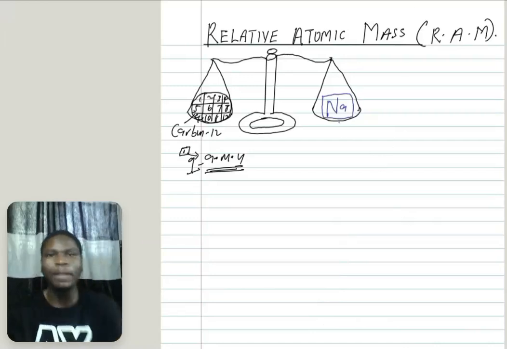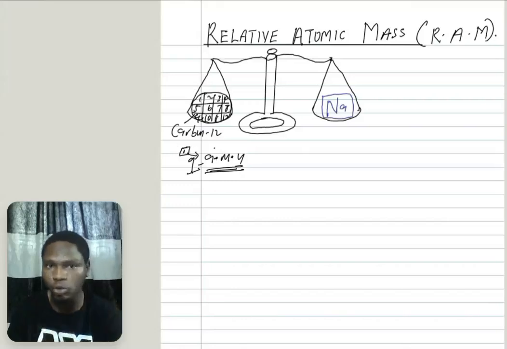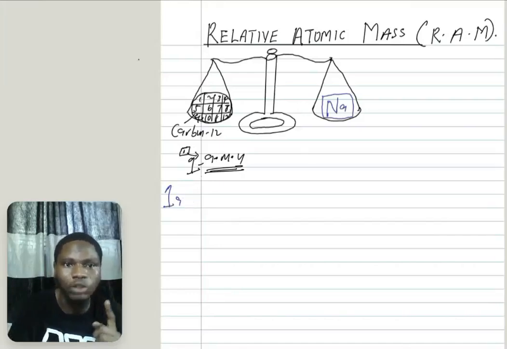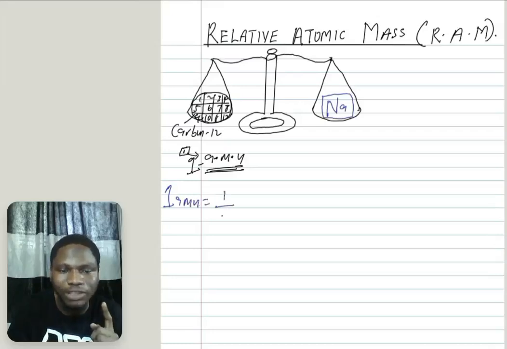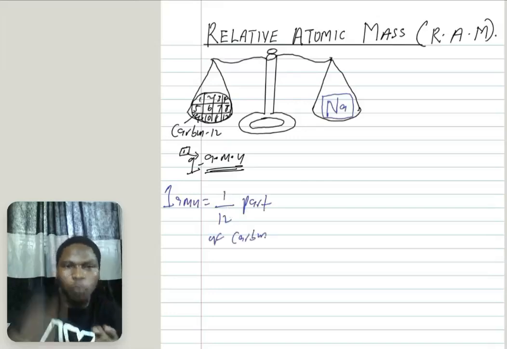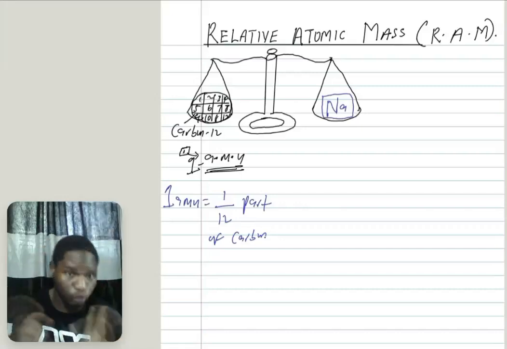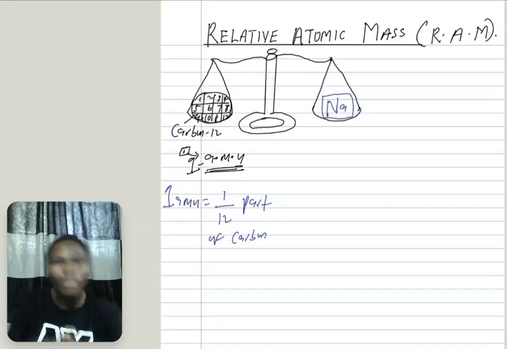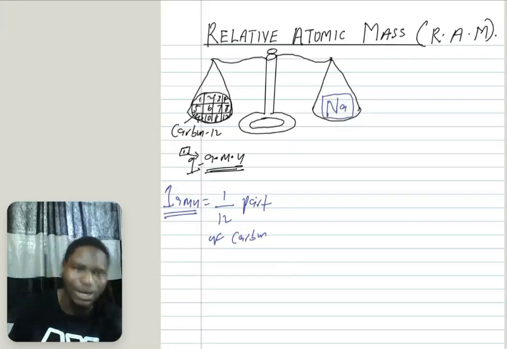Now, let's place sodium on this scale. Don't forget that what I have at the left hand side is carbon 12, and I told us that one atomic mass unit is 1/12 part of carbon 12. That is the mass of one out of the 12 atoms of carbon 12. That is one atomic mass unit. If I divide carbon 12 into 12 pieces, the mass of one is what we refer to as one atomic mass unit. Just like in physics, the SI unit of mass is kilogram, but here the unit we use is AMU, atomic mass unit.